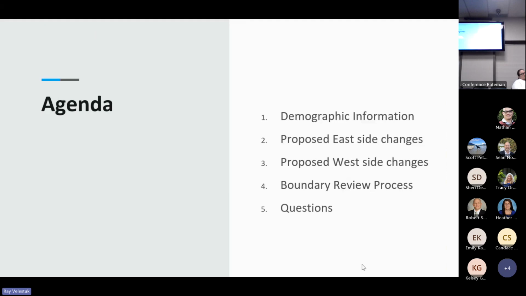This is a fairly easy boundary review. Here's the agenda for tonight. We're going to walk through some demographic information, which is student information, projected enrollments, things like that. Talk about the proposed boundary changes and a little bit about our process. We'll have questions at the end if people have questions.